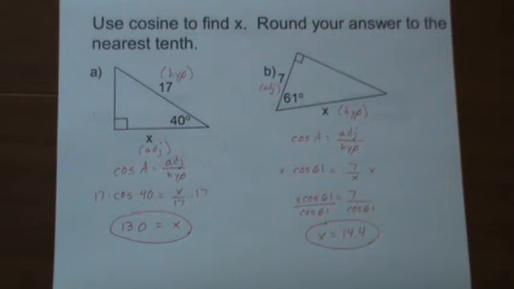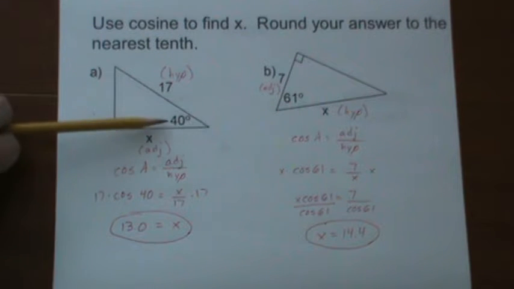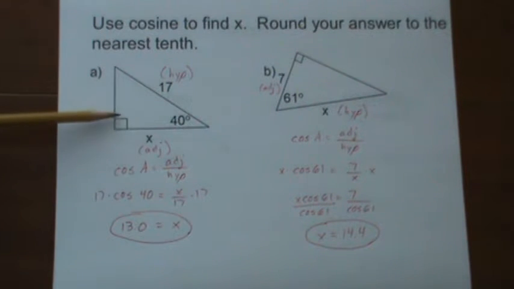In today's lesson, we're going to use cosine to find the measure of a side length as opposed to an angle measure. To use cosine to find a side length, we always use cosine when we have that ratio of adjacent to hypotenuse. So if you notice in example A, we have the side next to the angle that we're using, that's adjacent, the side opposite the right angle, that's the hypotenuse.